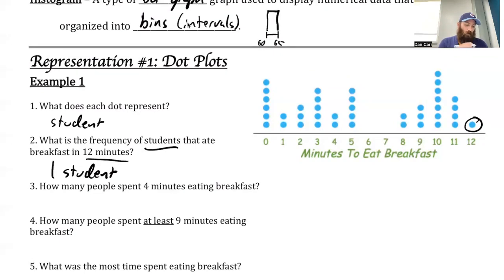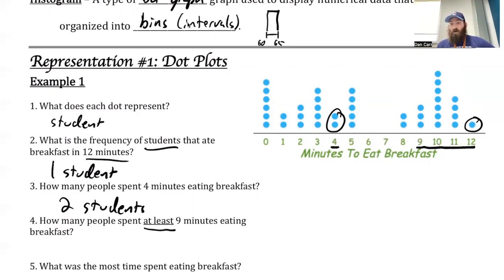How many people spent 4 minutes eating breakfast? So that's right here. We have 2 dots. So there's 2 students who did that. How many people spent at least 9 minutes eating breakfast? That's a little bit different. So at least 9 minutes includes 9, but it also includes 10, 11, and 12. So all we need to do is just count up all of these dots. So I have 1, 2, 3, 4, 5, 6, 7, 8, 9, 10, 11, 12, 13, 14, 15 students spent at least 9 minutes eating breakfast.